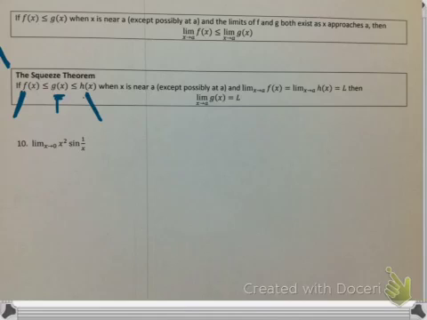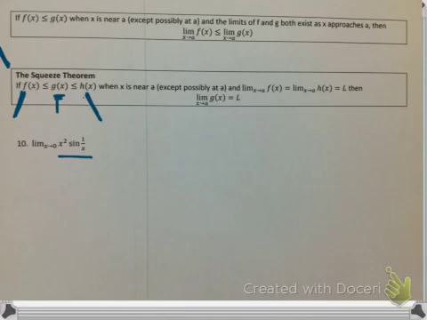Okay, how do I know that I have to use the squeeze theorem? Most of the time, it's the function that I'm given, x squared sine of 1 over x. First of all, I can't plug 0 in. If I plug 0 in, I get undefined, so I can't do that. And there's really no technique that we've talked about to simplify this function. I can't factor. I can't find a common denominator. So I'm going to use the squeeze theorem.